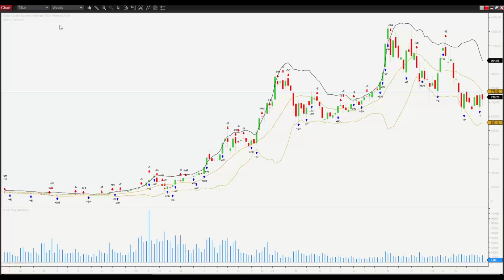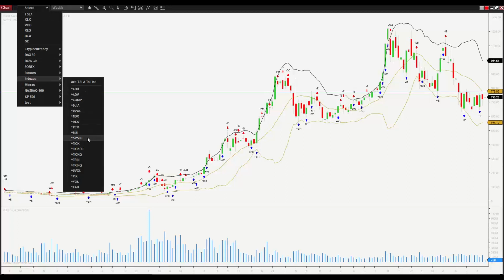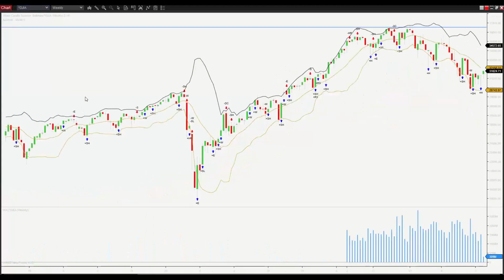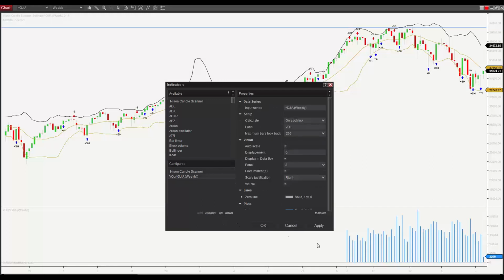Somebody just asked for the Dow Jones. I was looking at the Dow Jones before. Let me pull up the indexes. There's a Dow. So what I'm going to do, just to make it clear again, I'm going to actually remove the Bollinger Bands just to make it a little bit easier to see the candle scanner.